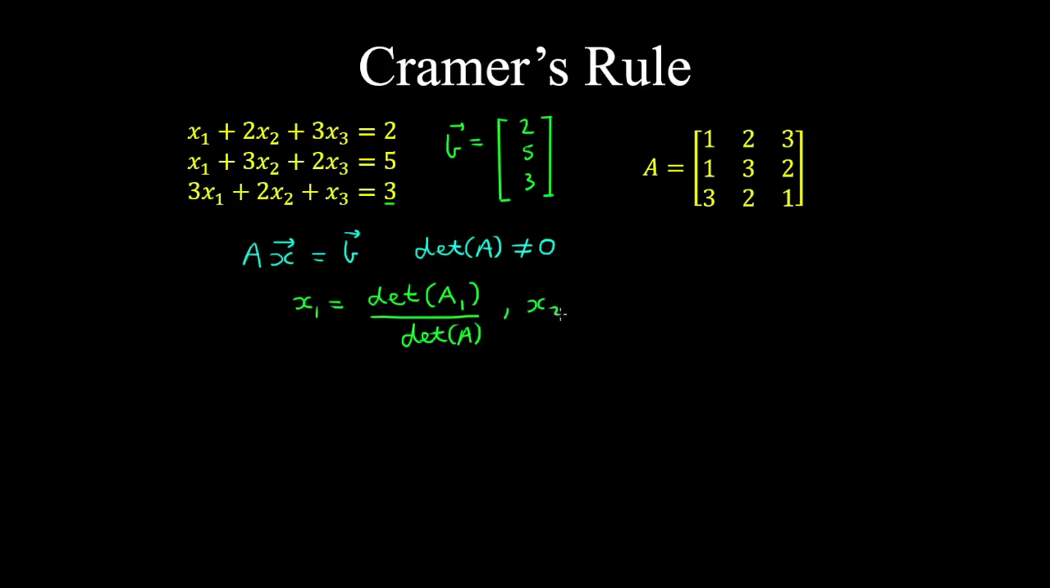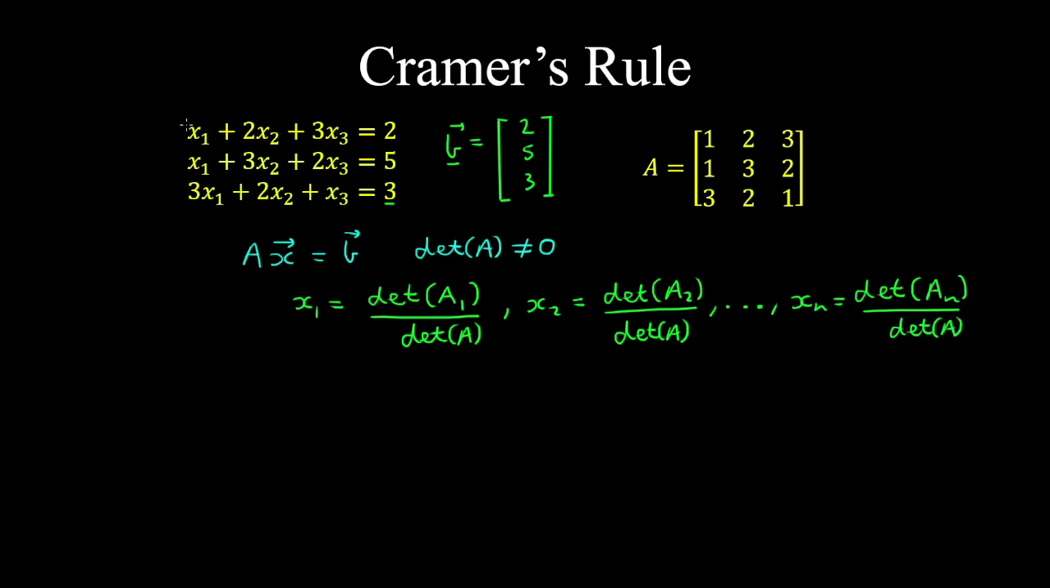and similarly x2 is the determinant of matrix A2, where A2 is the matrix with column 2 replaced with this vector b, and that's divided by the determinant of A, and this continues on and on to the nth unknown, which is equal to the determinant of matrix An, where the nth column is replaced with the vector b on the determinant of the coefficient matrix A.